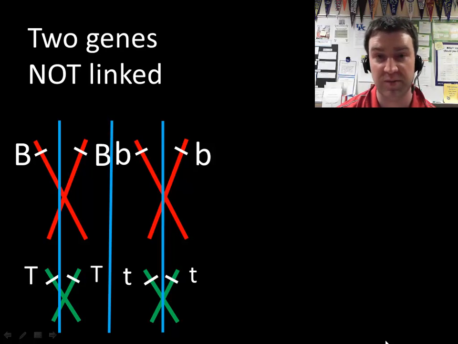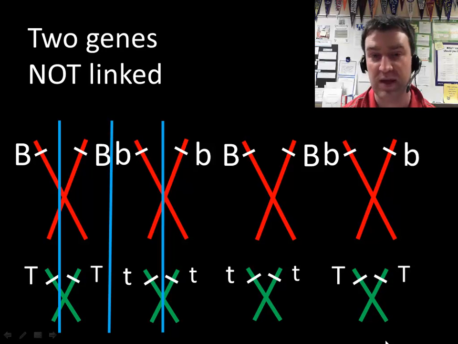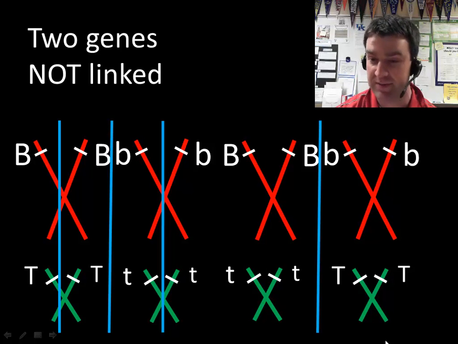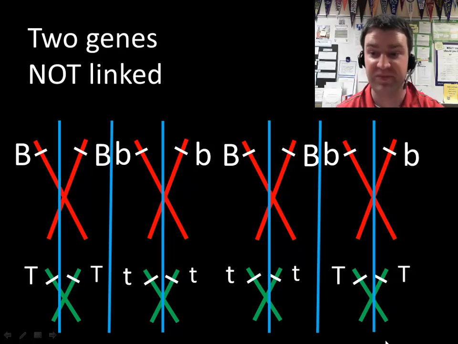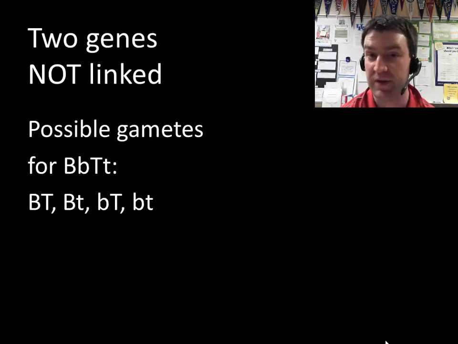However, if another germline cell were to undergo meiosis, maybe they'd line up like this in meiosis 1. If they lined up like that, when you split them up, you'd have the big B with the little t and the little b with the big T. So that parent could really make all four of those different gametes.